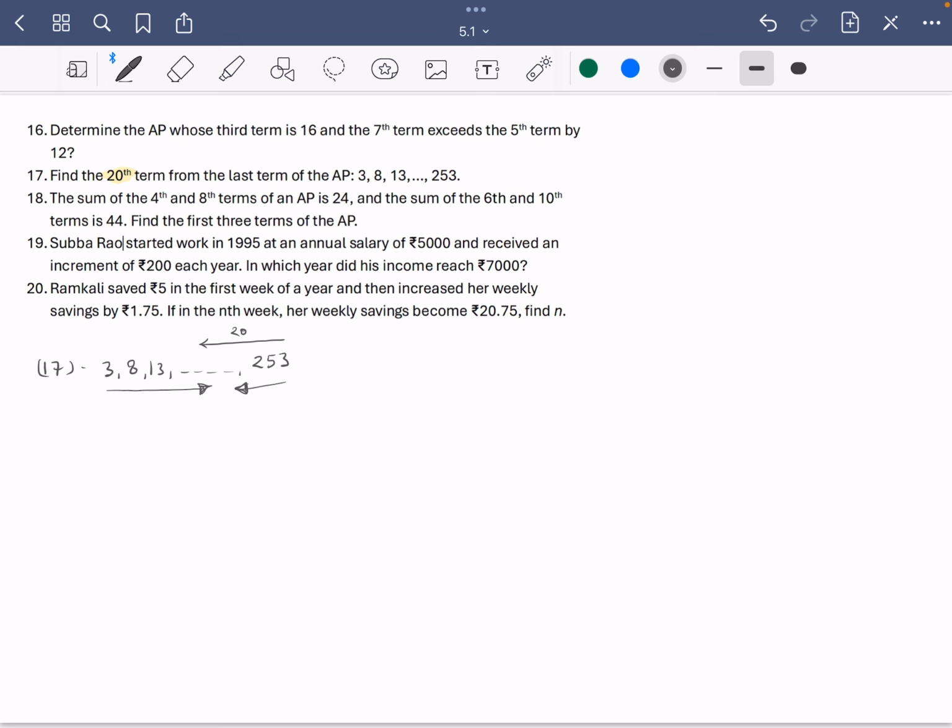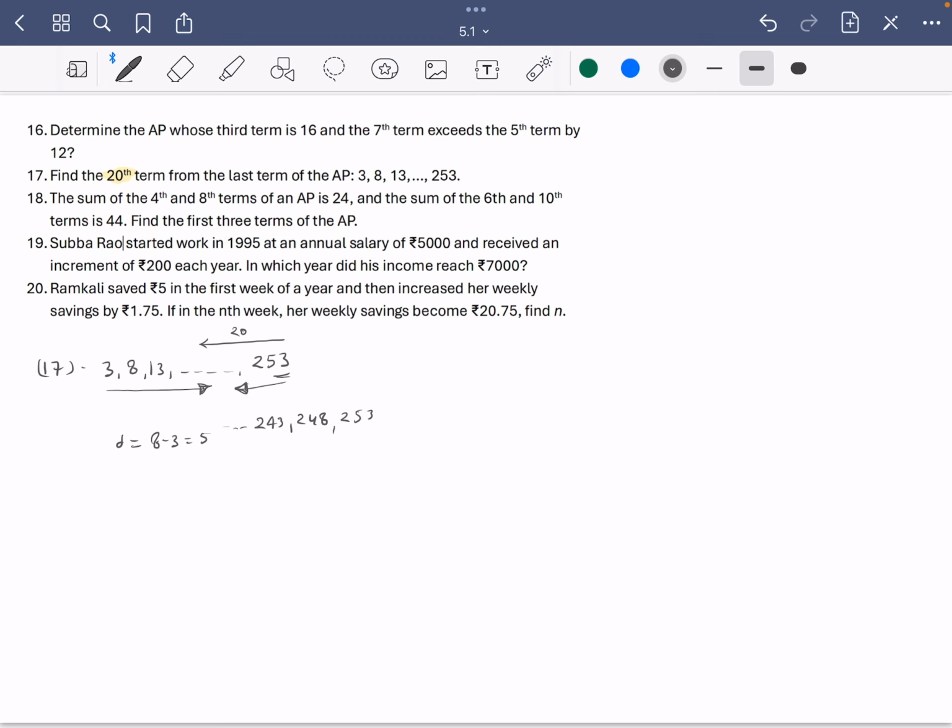But we will do it both ways. So first let's find it out from the last term. If the last term is 253, let's calculate the common difference first. It is going to be 8 minus 3, that is 5. So if the last term is 253, the term before it is going to be 248, and the term before 248 is going to be 243, and so on.